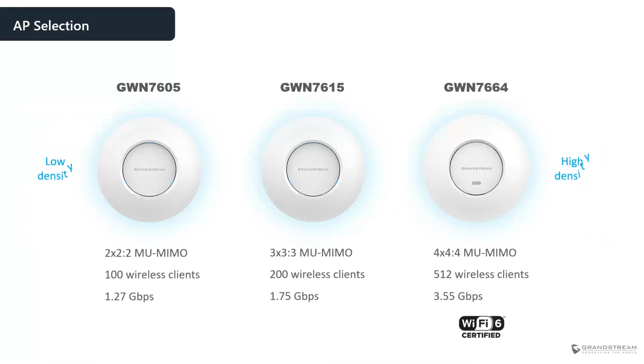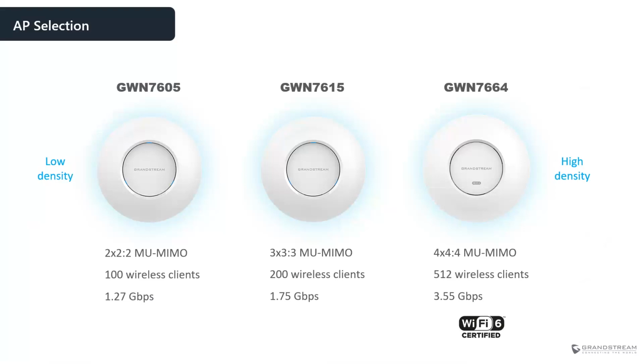We talked about AP selection. So Grandstream offers a wide range of access points that are designed to fit different types of deployments, from low density access points to medium density to high density access points. And usually when you want to decide on which access point to use, you look at the capacity and the speed. And as you can see, there is a correlation between the number of antennas or spatial streams supported on the access point and the capacity and the speed. So the more spatial streams we have, the higher the data rate and the higher the wireless capacity.